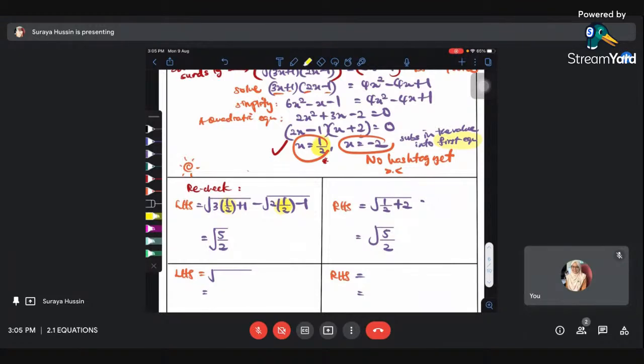Do you know how to recheck? Can any one of you respond? Boleh ke kamu, betul-betul ke kamu faham apakah fungsi recheck ini? Yang saya tengah cuba sub in value of x ke dalam first equation. Do you understand, guys? Yeah. Okay, thank you for your response.